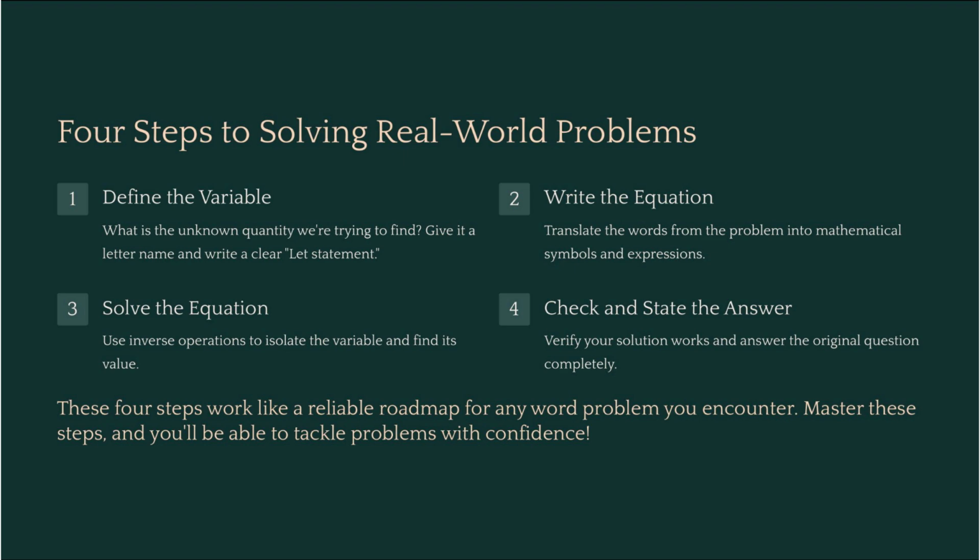Solving a real-world problem with algebra is a reliable four-step process. First, you clearly define the variable. What are you trying to find? Second, you write the equation that matches the story. Third, you solve the equation using inverse operations. Finally, you check your answer and write it out clearly with the correct units. Follow these steps every time, and you'll get the right answer.